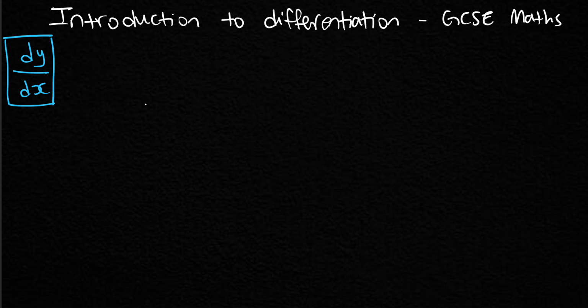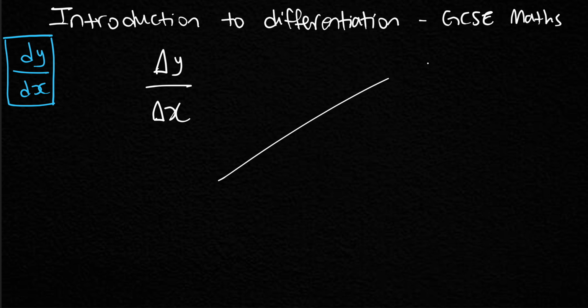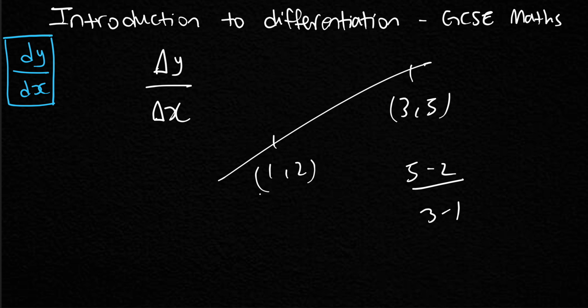So differentiation is really simple. It's basically just finding the gradient of an equation. dy dx is basically just change in y over change in x. Remember when you have a line and you're trying to find a gradient, you just do change in y. So if this was 1, 2, and this was 3, 5, you just do change in y, so 5 minus 2, over 3 minus 1 to find the gradient, right?